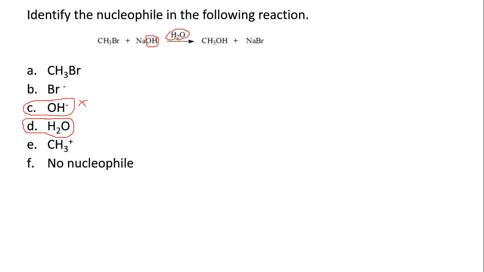So since OH minus is a strong nucleophile, it's going to be the one that more likely attacks the methyl bromide, whereas water is a weak nucleophile. And again, bromide in this case is what we refer to as the leaving group. So bromine is the leaving group. Hydroxide is the nucleophile. It's a strong nucleophile. Water is a weak nucleophile.